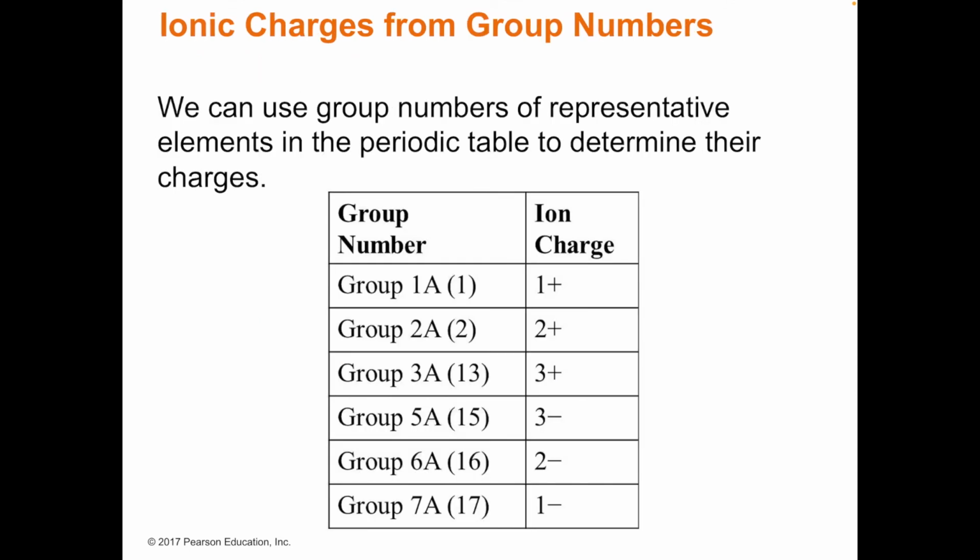So again, we can use the group numbers to tell us the charges of the ions. So you'll notice we skipped group 4A because we're going to talk about them more in covalent bonding. We've skipped group 8A because they already have a complete octet. But otherwise, our group 1 through 3A will form positive charges, and group 5 through 7 will form negative charges.